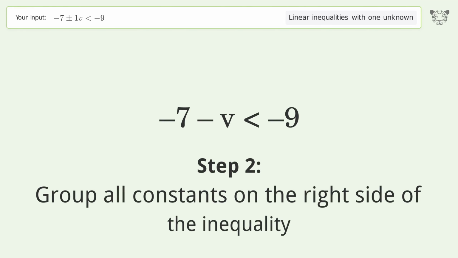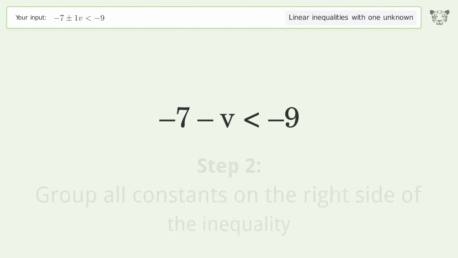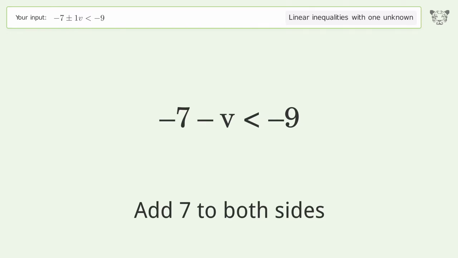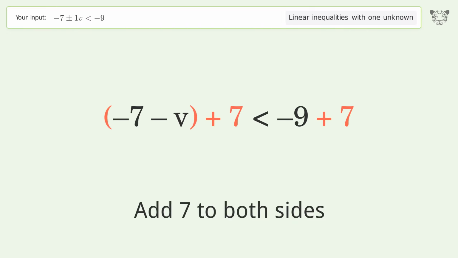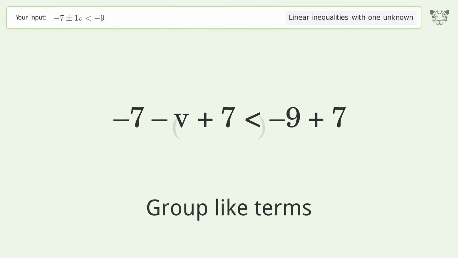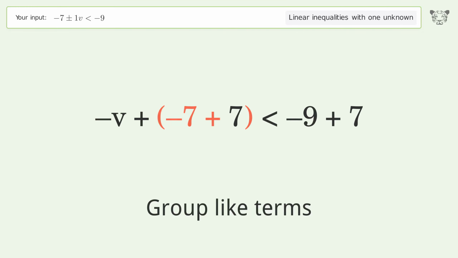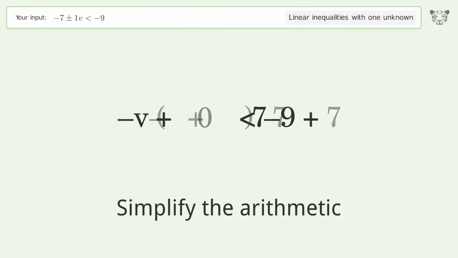Group all constants on the right side of the inequality. Add 7 to both sides. Group like terms. Simplify the arithmetic.